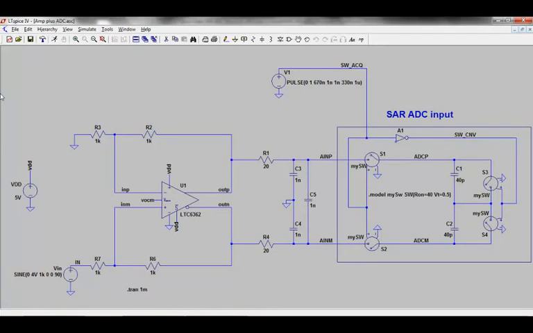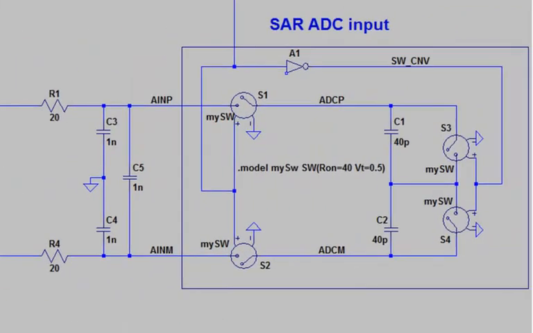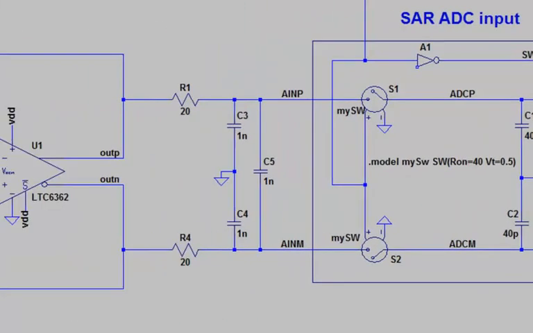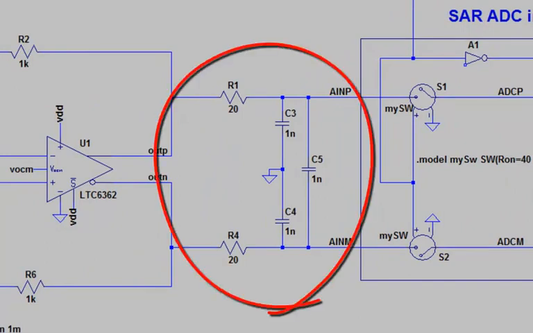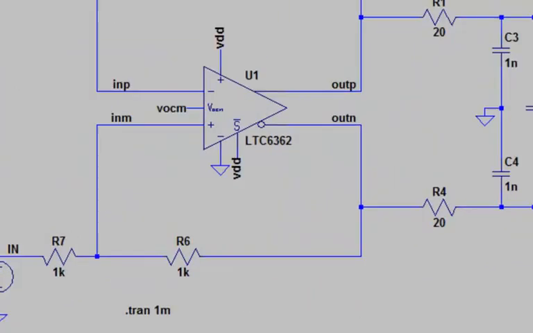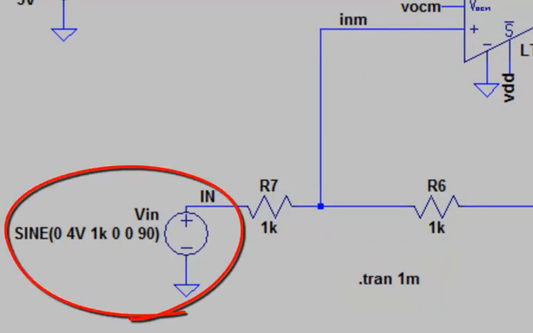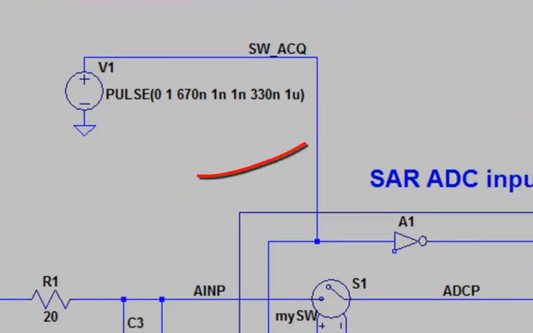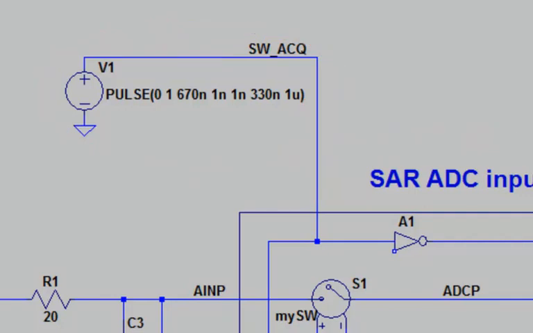In this schematic I have literally copied and pasted the previous 2 sections together. Notice the differential op-amp circuit here on the left and the ADC input model on the right. Also notice that in between the amplifier and the ADC we place some series resistor and parallel capacitors. I will run a transient simulation of 1 millisecond, which is one period of the input sine wave of 1 kHz. Meanwhile, the ADC clock still runs at 1 MHz, so there will be 1000 samples taken as the input signal transitions through one input signal period.